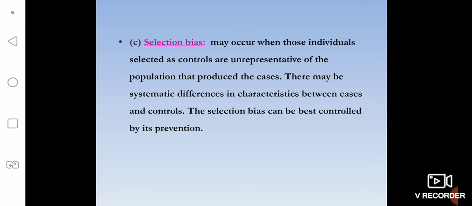Selection bias can be best controlled by its prevention. To prevent this selection bias, it is always preferable that whichever population base you are collecting the cases from, you select the controls also from the same population.